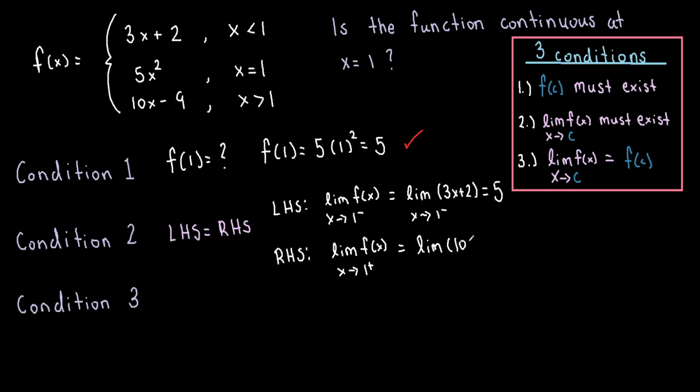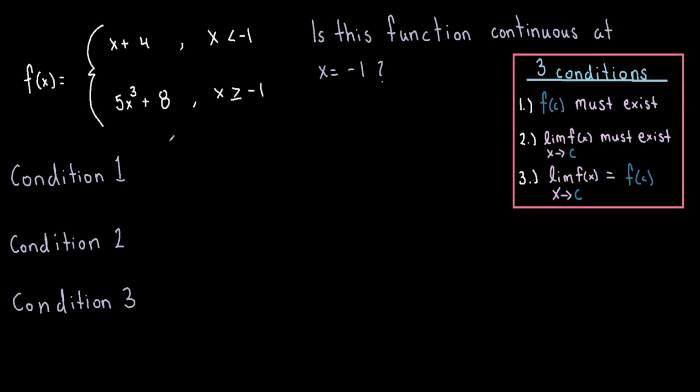of 10x minus 9 as x approaches 1 from the right-hand side. And this limit is going to equal 1. And we can see that the limit from the left-hand side does not equal the limit from the right-hand side. So this means this condition was not met. Therefore, the function is not continuous at x equals 1. Now, let's look at one more example.